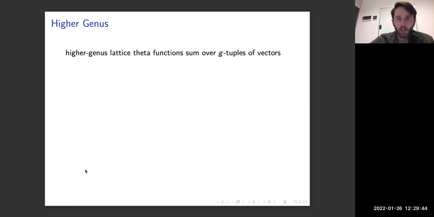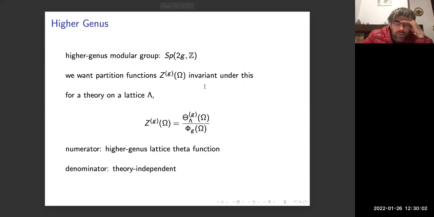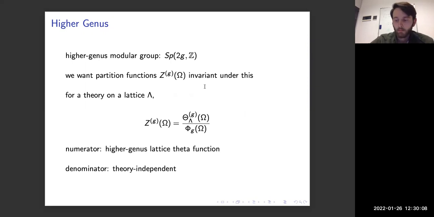So a higher genus lattice theta function is defined as sums over G tuples of vectors this way. This formula is a little confusing because this vector V is what has an index. So I didn't understand. What does it mean that it's theory dependent? Because I saw that the numerator depended on lambda and the denominator didn't depend on the theory, just depended on omega. So why do you say it's theory independent? Theory independent. Okay, sorry.